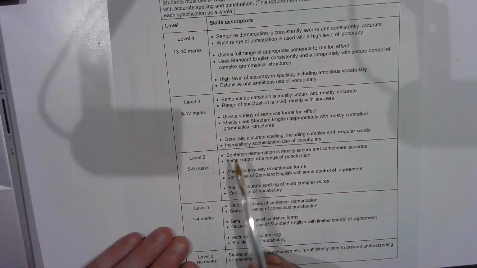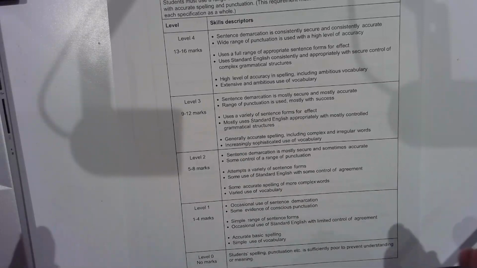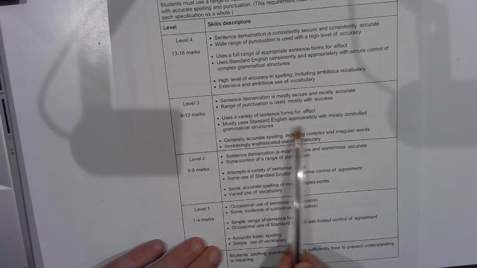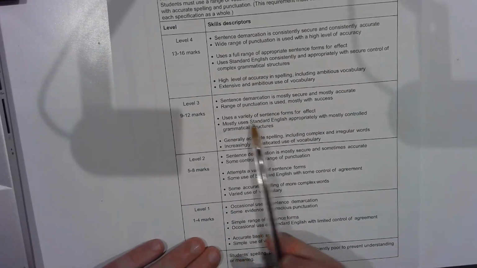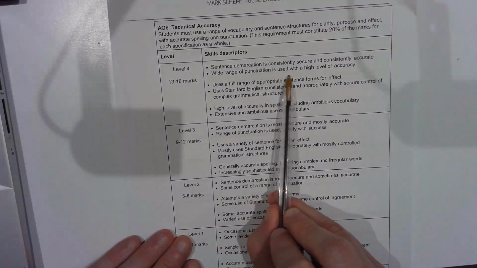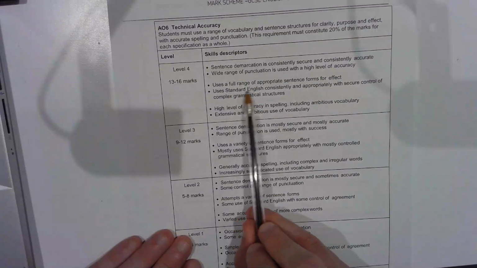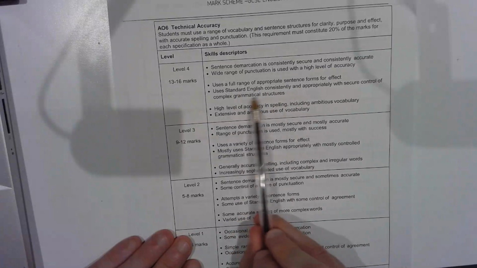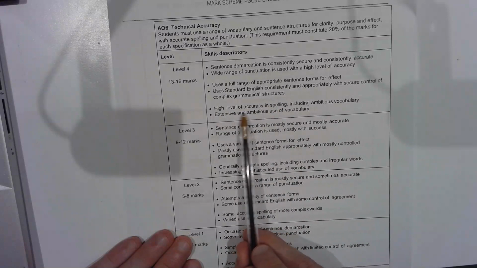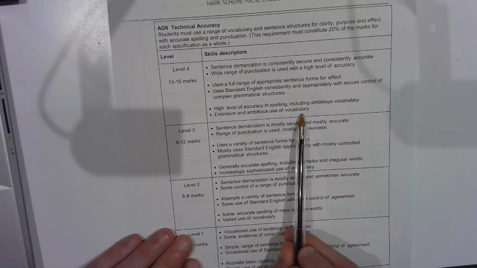So basically what an examiner will do is they'll look at your whole piece of writing and they'll think, right, have they got more right than they've got wrong? Have they got most things right and actually they've just made a couple of mistakes here, and they'll probably put you in level 3. But to get into level 4: consistently accurate, a wide range of punctuation used, high level of accuracy, a full range of appropriate sentence forms for effect, standard English consistently, secure control of complex grammatical structures, high level accuracy in spelling, extensive and ambitious use of vocabulary.